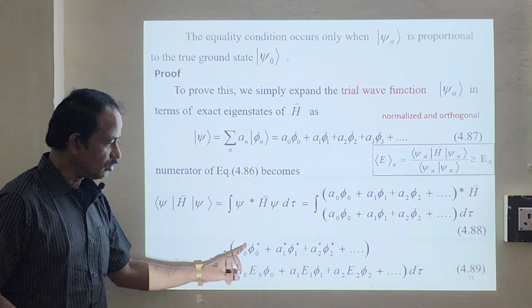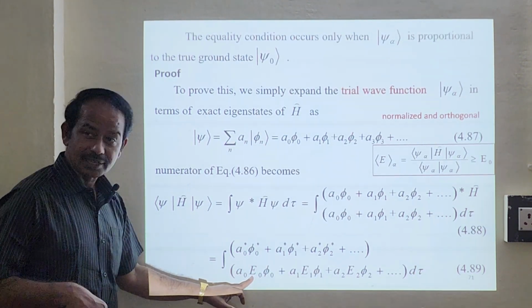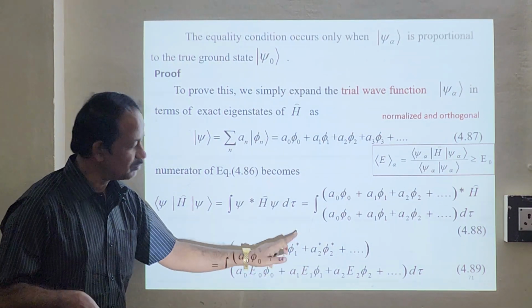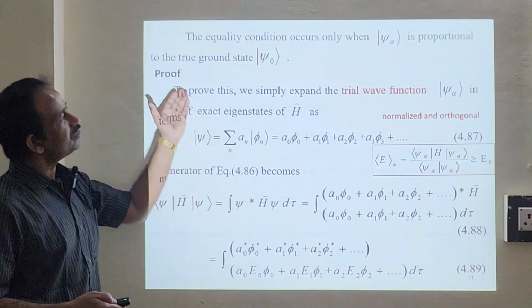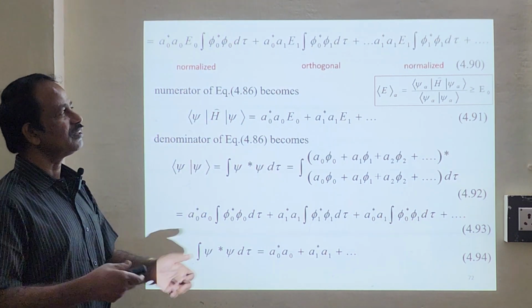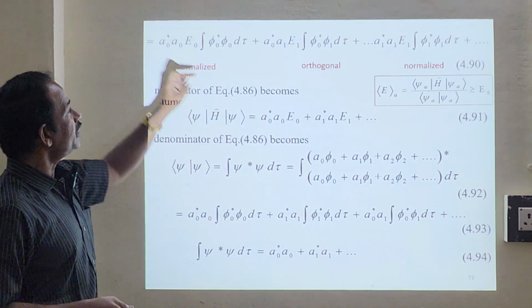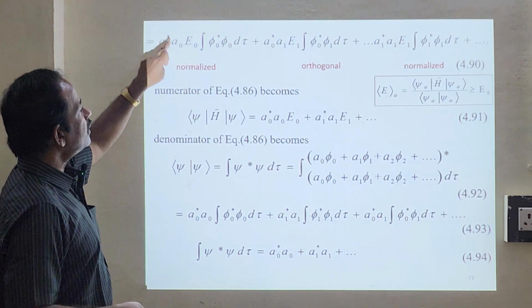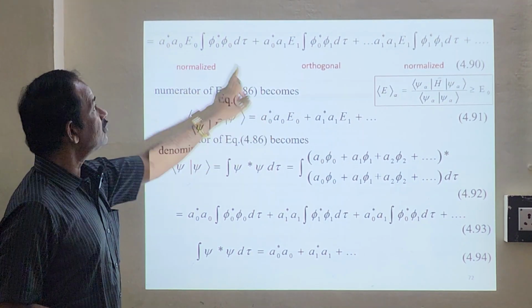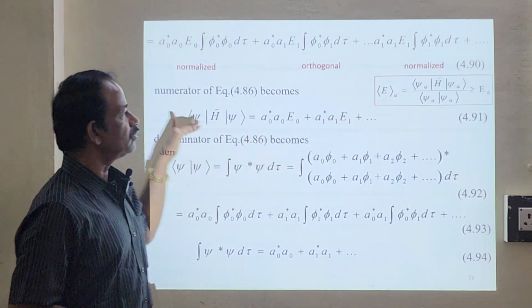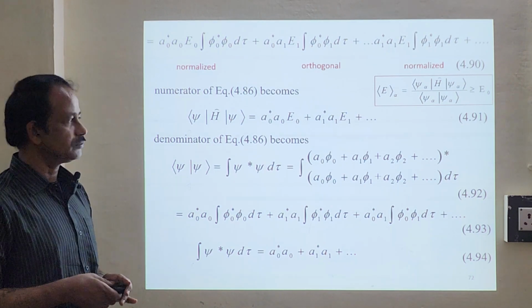Is it okay? So if you multiply these two, you will have normalized. If you multiply these two, orthogonal. If you multiply these two, normalized. So it goes on: orthogonal, normalized, orthogonal. Now the numerator is given by a naught star, a naught, e naught, and this will become 1, plus a1 star, a1, e1. So we have calculated the numerator values.